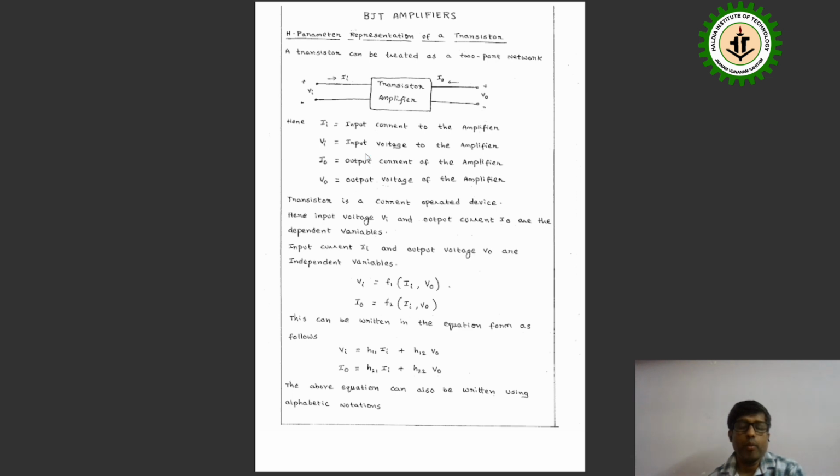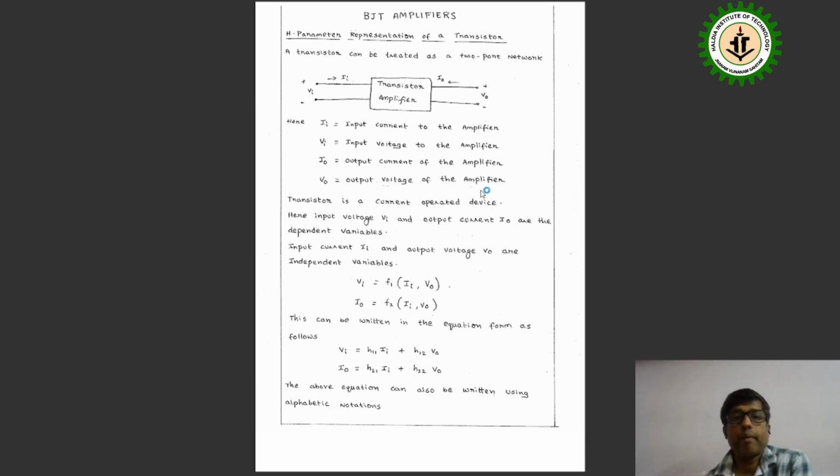So the transistor is a current operated device. The input voltage V1 and the output current I naught are dependent variables, and the input current I1 and the output voltage V naught are the independent variables. So V1 and I naught depend on I1 and V naught, which are the independent variables. We can write this in equation form: V1 equals H11 I1 plus H12 V naught, and I naught equals H21 I1 plus H22 V naught.